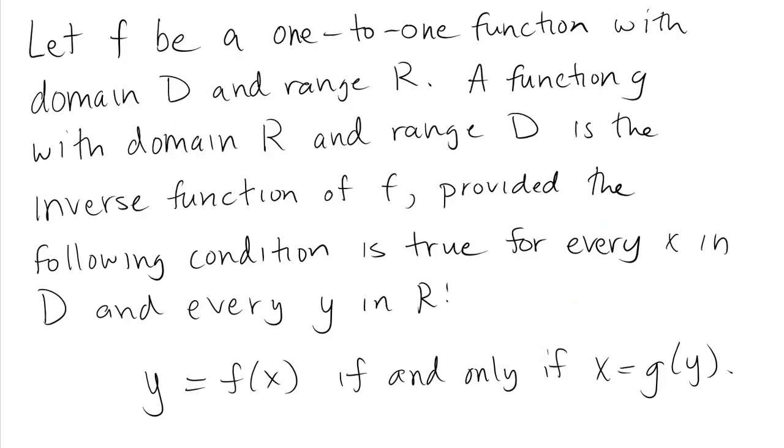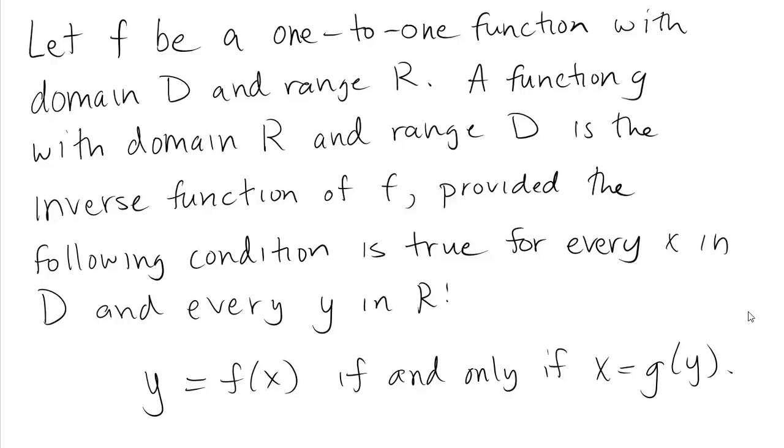It starts that way. Let f be a one-to-one function with domain D and range R. A function g with domain R and range D, that's not a misprint, we have flip-flopped those on purpose, is the inverse function of f, provided that the following condition is true for every x in D and every y in R. So here's how they're related. y equals f of x if and only if x equals g of y.